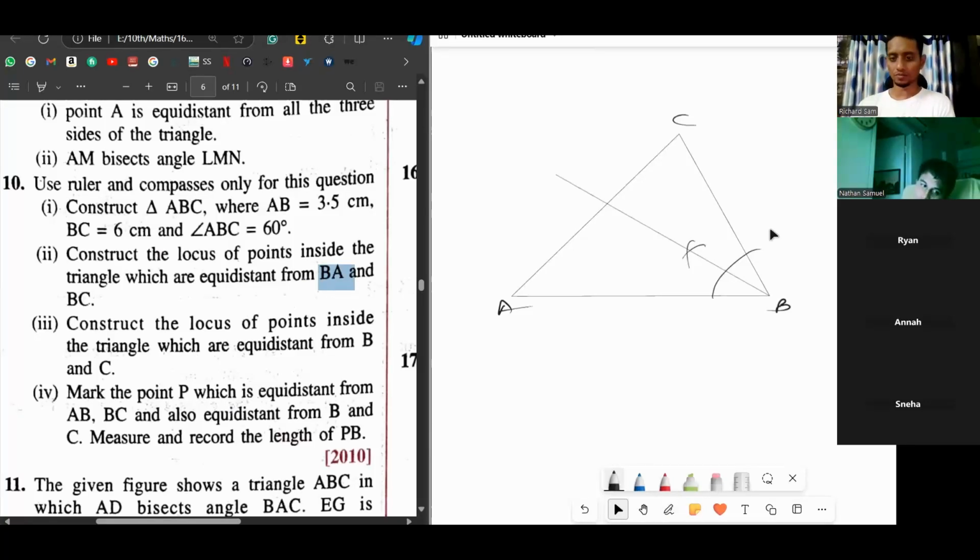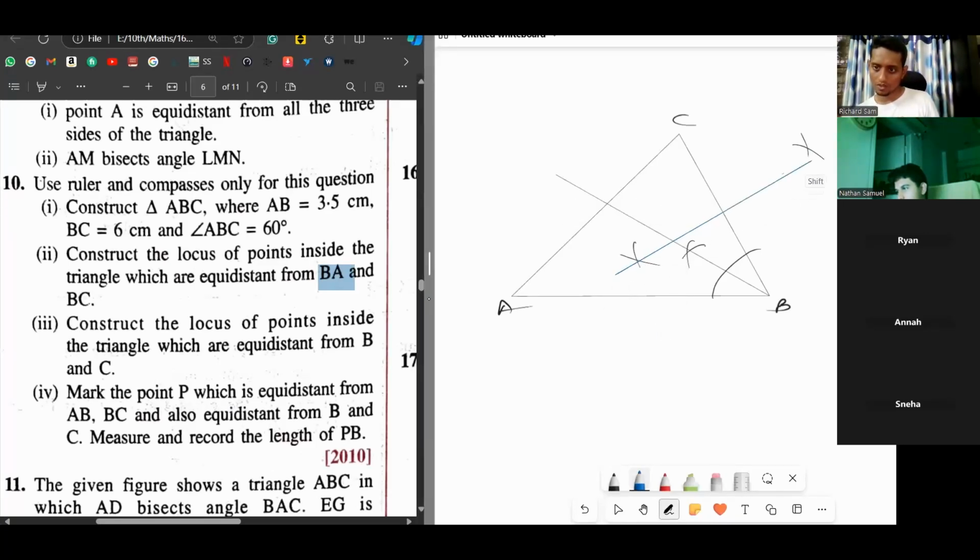Any doubt in this? Next, construct the locus of a point inside the triangle which is equidistant from B and C. What is B and C? 2 points. So perpendicular bisector. So B and C is here. So from BC you have to draw perpendicular bisector. How will you draw? Take more than half. Make an arc on top and here. Then put at C. Same here. Join these two. You'll get the perpendicular bisector.